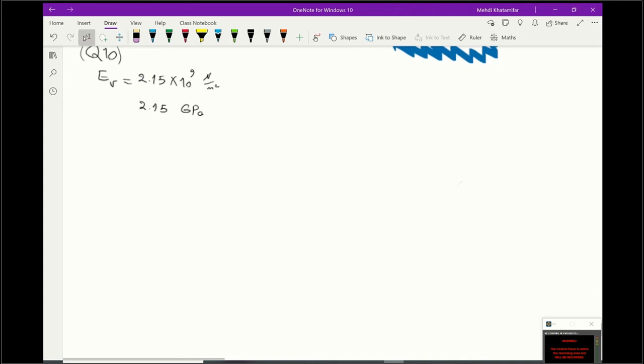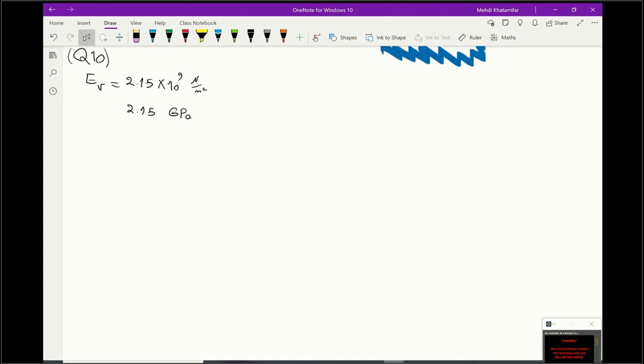So delta V is going to be equal to negative volume times delta P divided by EV. If you plug in the numbers, it is going to be negative, volume is 1, 35 times 10 power 6 divided by 2.15 times 10 power 9. So it is going to be negative 0.0163 meter cube, which means we have a reduction of the volume there.